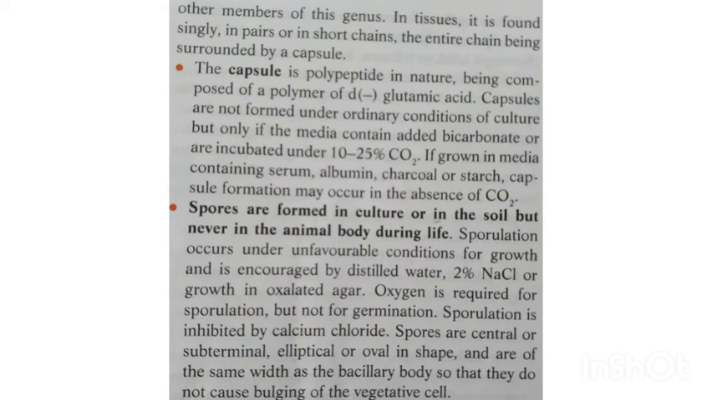And sporulation can be inhibited by calcium chloride. That is, if there is calcium chloride present in the culture media or in the soil, it inhibits spore formation in Bacillus anthracis. Then the spores are central or subterminal. Its location may be central or subterminal, and its shape may be elliptical or oval. The spores of Bacillus anthracis are the same width as the bacillary body, so they do not cause any bulging of the vegetative cell. It is the same size as the bacillary body.